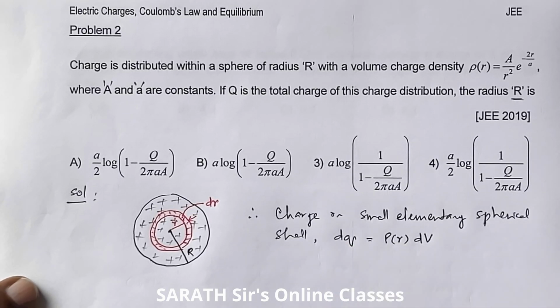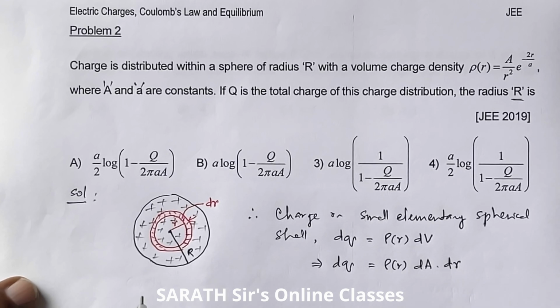So this is the formula for charge. But we have taken a shell. So what is the volume? The shell is having surface area and the thickness. So like this we can take a formula.